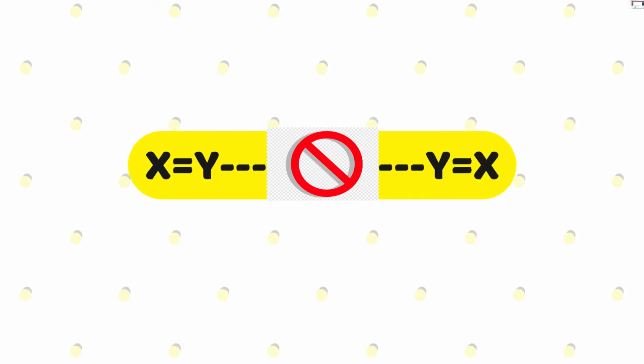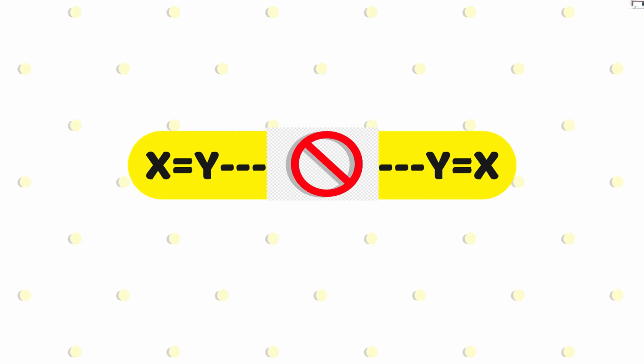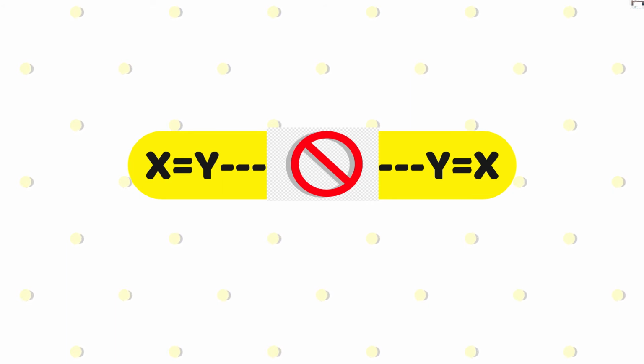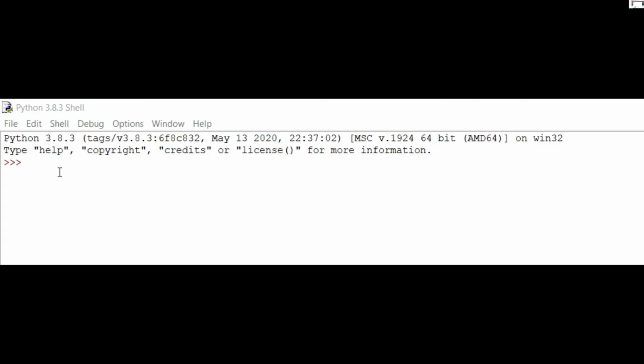Notice, this isn't simply an expression of equality like in math, where x equals y, and y equals x mean the same thing. In Python, the equal sign is an operator that assigns the value on the right to the variable name on the left. In other words, whatever term is on the left side is now a name for whatever value is on the right side.